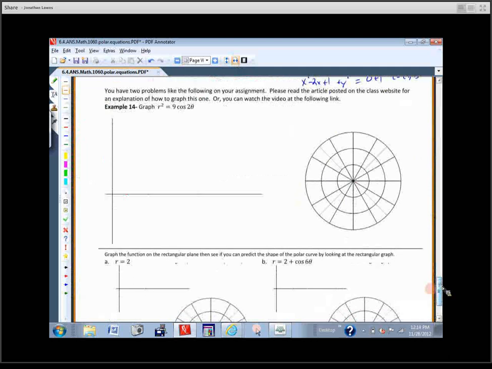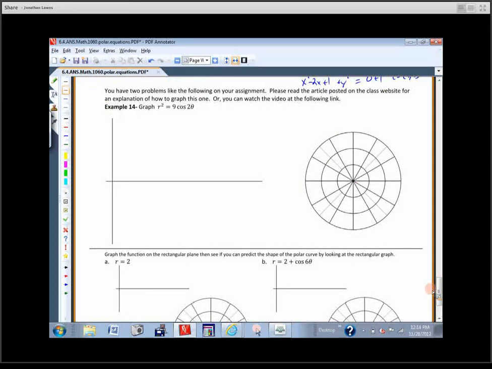Okay. You've got a couple problems on your assignment that are like this. I think there's either one or two, like example 14. I'll post an article on the website that explains how these work. But here's the basic idea. Dealing with r squared is a huge pain. Okay, so I need you to think about this for just a second.